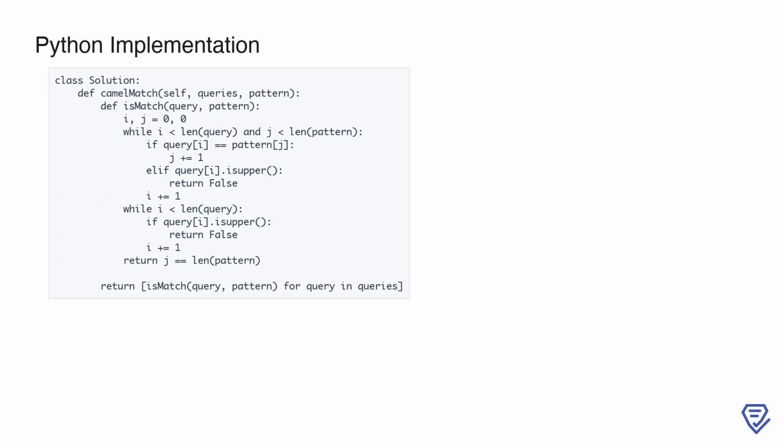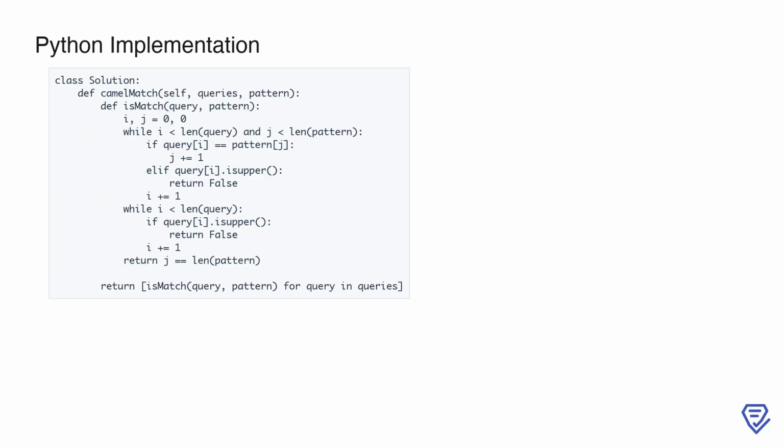3. We iterate through the query while both pointers are within their respective string bounds. For each character, if the current characters of query and pattern match, we move both pointers forward. If they don't match and the current query character is uppercase, the query is invalid since it introduces an extra uppercase letter that is not part of the pattern. In this case, we return false. Otherwise, we simply move the query pointer forward.